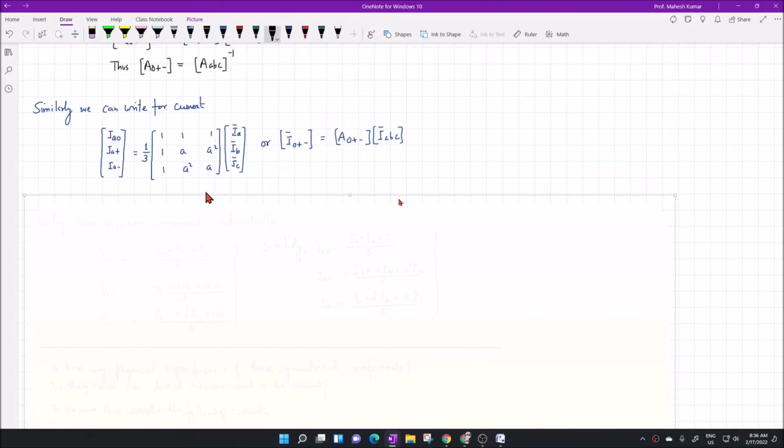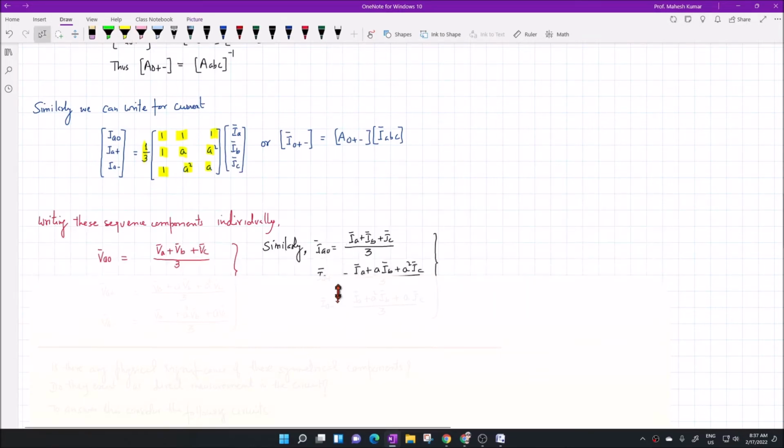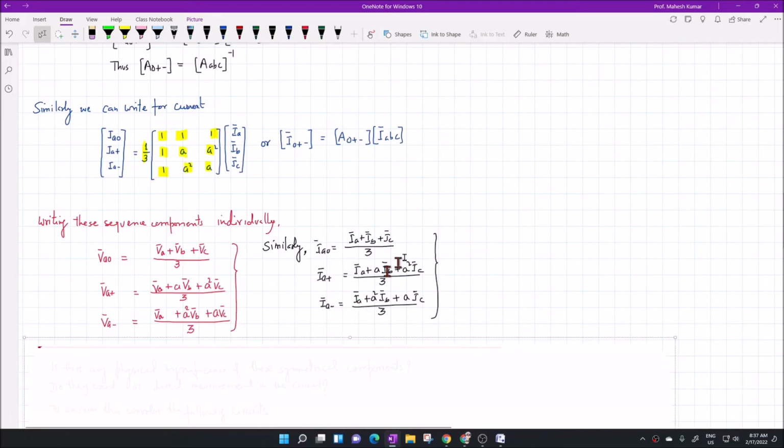also express IA0, IA plus, IA minus as 1 by 3 of IA, IB, IC. Okay, this matrix is the same because the transformation matrix will not change to correlate the ABC to zero sequence, positive sequence and negative sequence components. And this is I0 plus minus in terms of the A0 plus minus. 1 by 3 will come here for that.